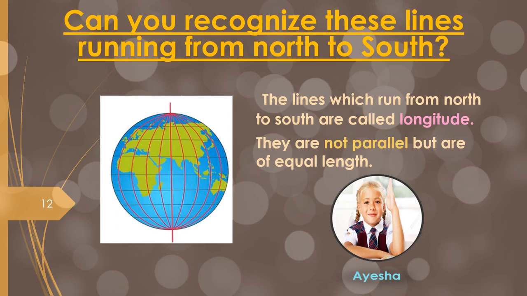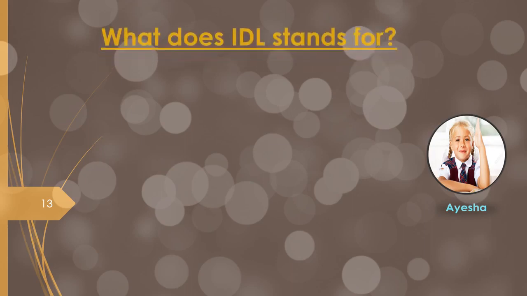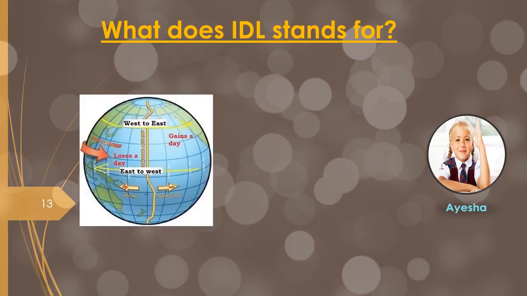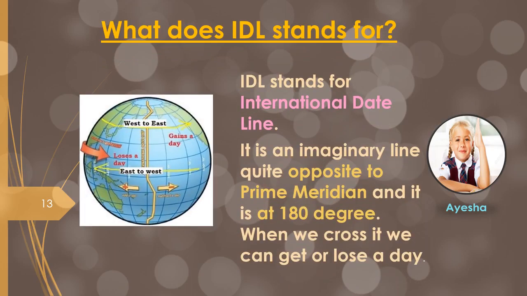The next question is from Eshur. Dua Beta, are you ready? Should I ask a question? Well, this is my favorite question. What does IDL stand for? And what do you know about this? Sir, IDL stands for International Date Line. It is an imaginary line quite opposite to the prime meridian and it is at 180 degrees. When we cross it, we can gain or lose a day. Thank you. Amazing, Dua, you're very smart.